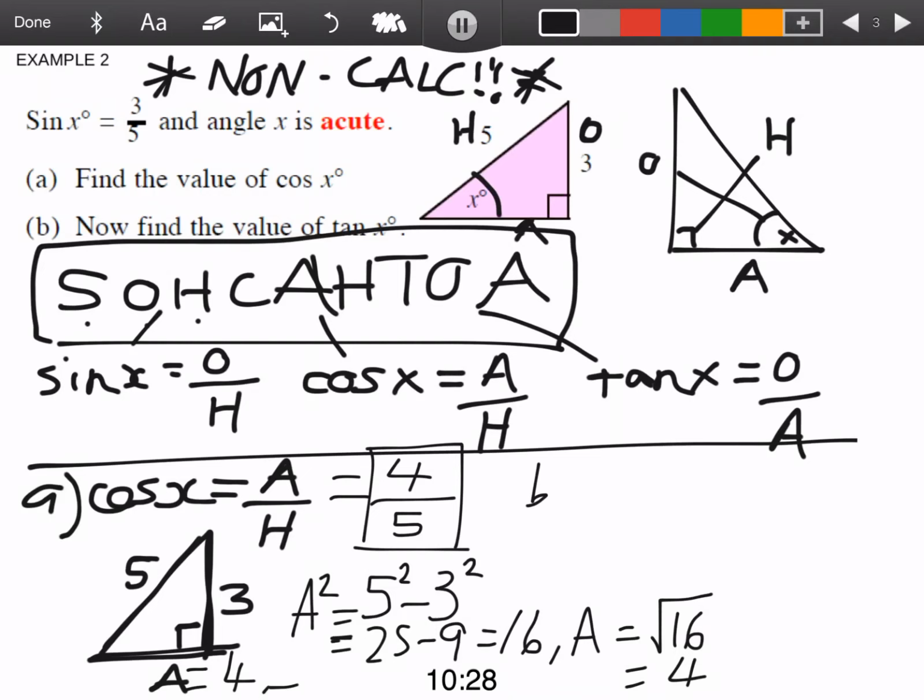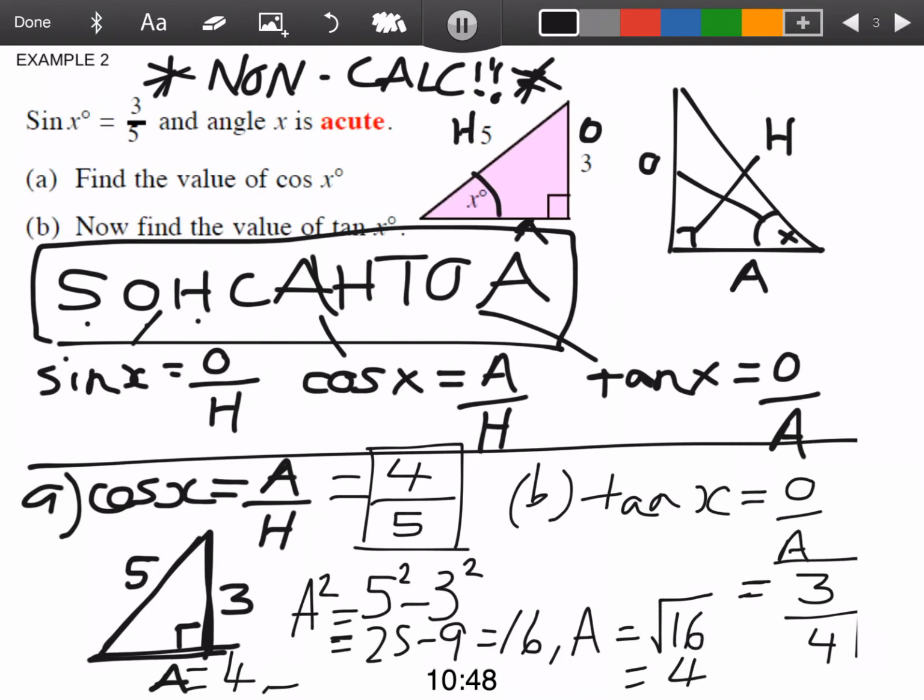Okay, part B is going to be much easier now because we've actually got all 3 sides of the triangle. Tan x, tan is opposite over adjacent. We know the opposite, it was given to us in the question. The opposite was 3 and the adjacent was, well, we've just worked it out, A is 4. 3 over 4. That's your answer, 3 over 4. So this question involved basic trig, the sin, cos, tan ratios, and it also involved you knowing Pythagoras. You use Pythagoras to use your 2 sides to work out your third.